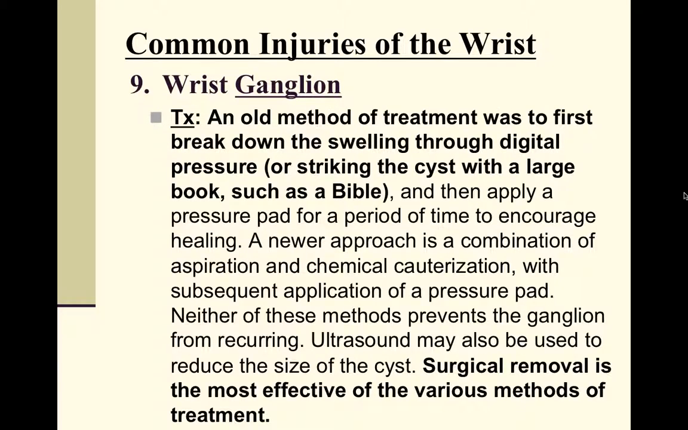So how do we fix it? Well, in the olden days, they used to take a large book, usually the Bible, and just smack the heck out of that thing and break the cyst, and then it would reabsorb into the body and they'd be good to go. I can imagine that that was rather painful. So what they do now is usually we'll stick a needle into it and either try to cauterize it with chemicals or aspirate the fluid that's in there. The important thing is that you put a pressure pad on it over time afterwards so that it can't refill with fluid.